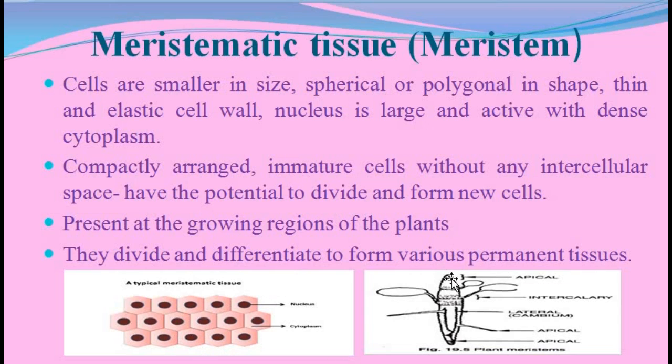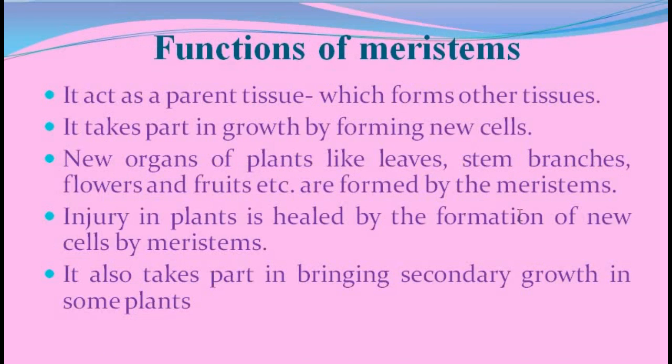They are present at the growing regions like shoot apex and root apex, and hence they will bring about the growth of these regions of the plant. They divide and differentiate to form various permanent tissues. Coming to the functions of meristems, it acts as a permanent tissue which forms other tissues.